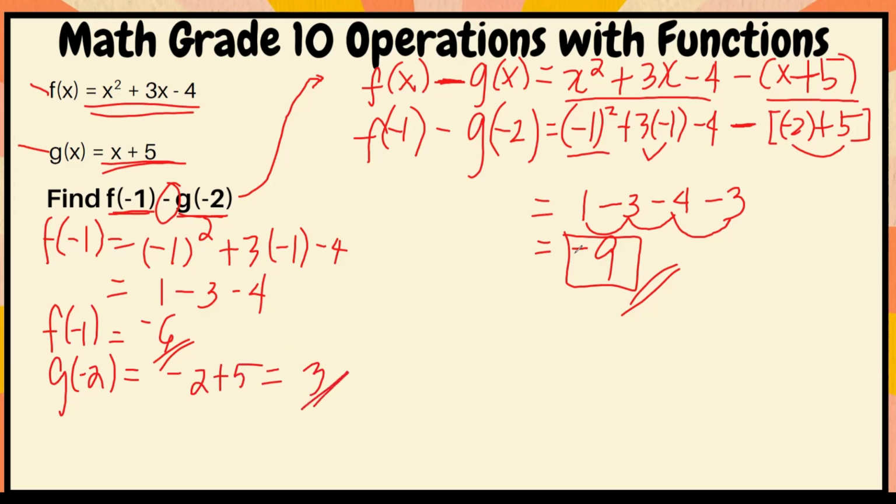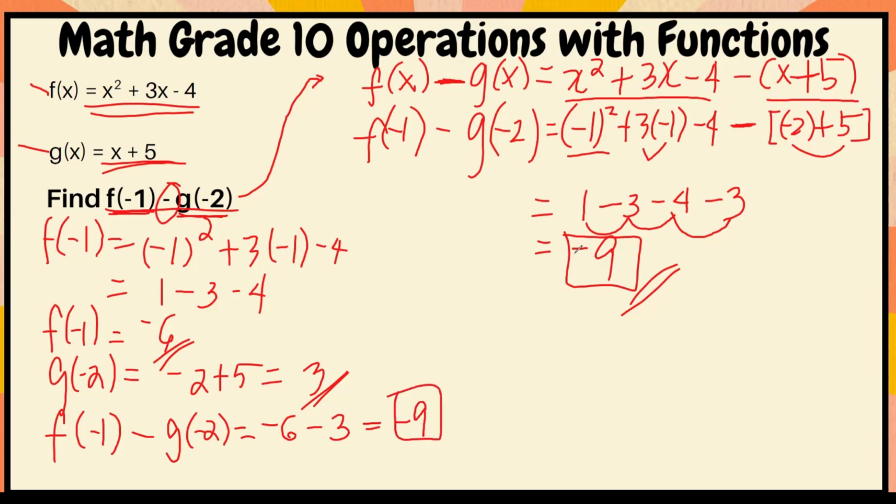Positive 3. Now, let's use our functions. The operation in subtraction is f of negative 1 minus g of negative 2, where our f of negative 1 is negative 6 minus our g of negative 2, which is positive 3. So negative 6 minus 3 is negative 9. So they are correct. They are the same. So that means our final answer is negative 9. So this is the value of the f of negative 1 minus g of negative 2.